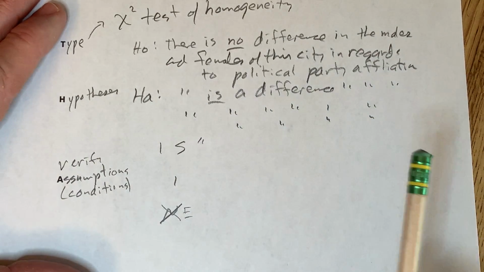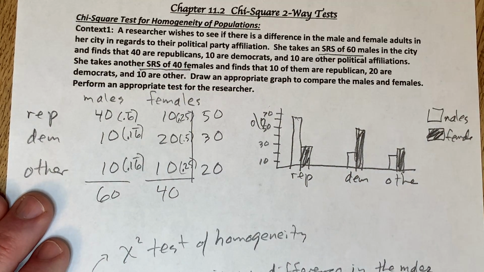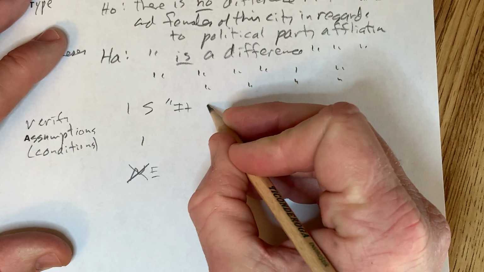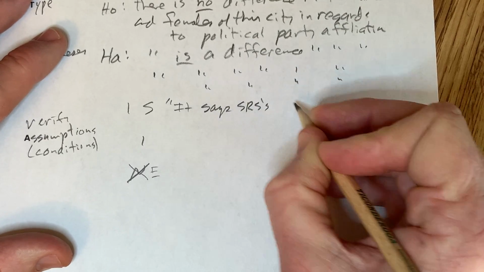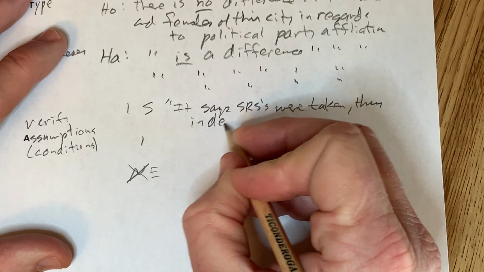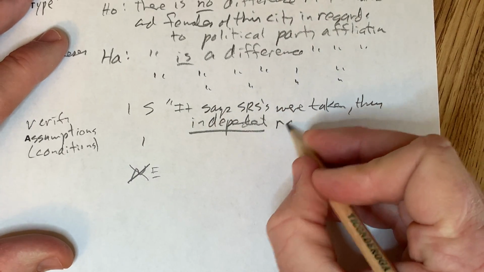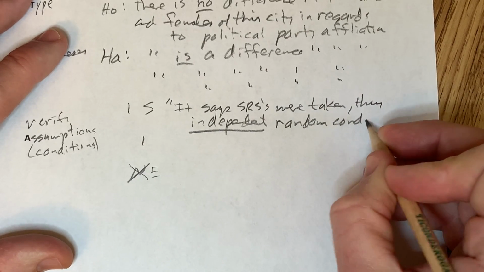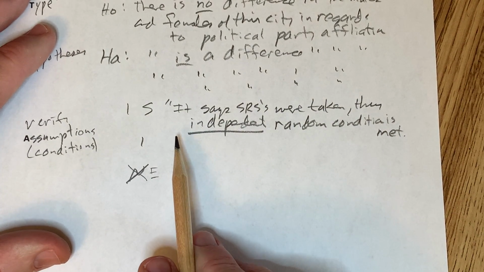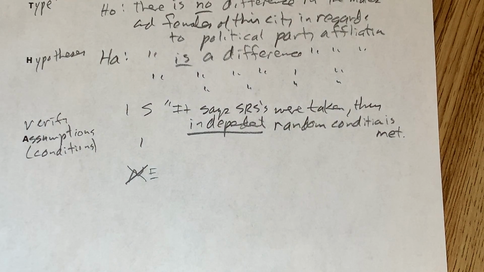And so what we would say here, it clearly says up here SRSs were taken, and there's no reason to believe they were influencing each other. They were done independently. And so we can say this: SRSs were taken, thus independent. Random condition is met. Whenever you have two samples, you have to use independent random. Or it could be that you have random assignment to treatments in an experiment. That would be the other thing that can happen, in which case you would say the independent random condition is met for people or animals or things that are like these, so to speak.